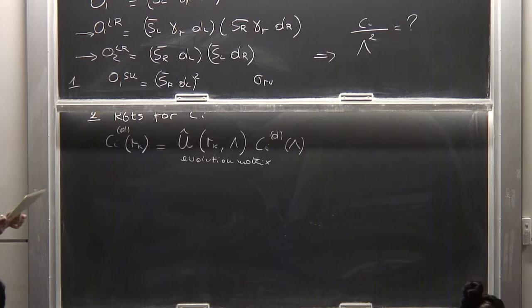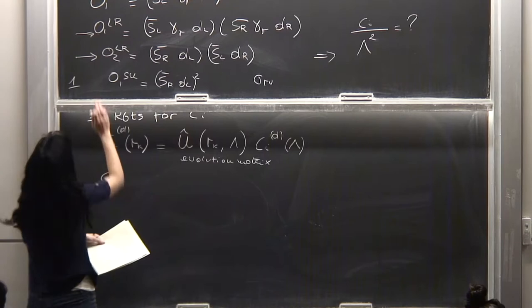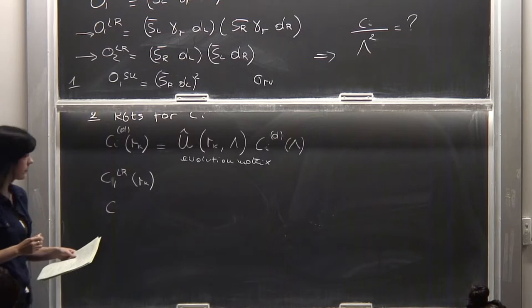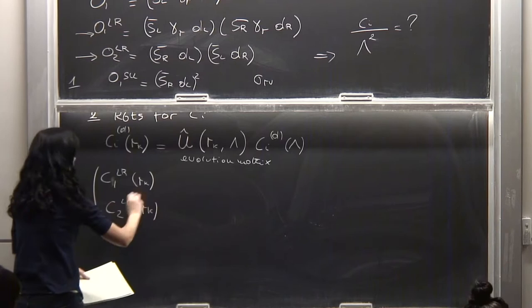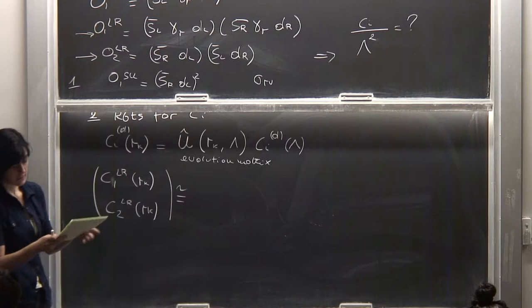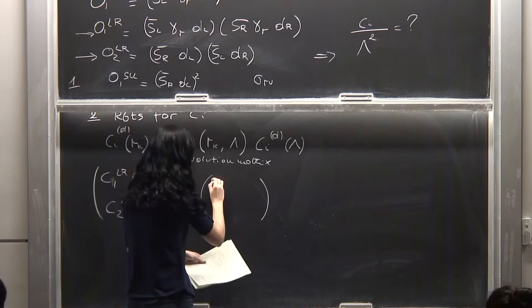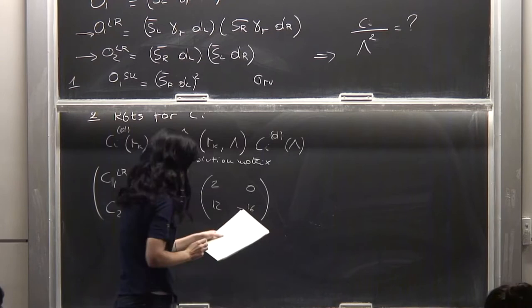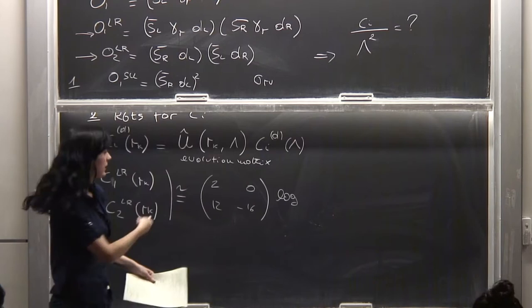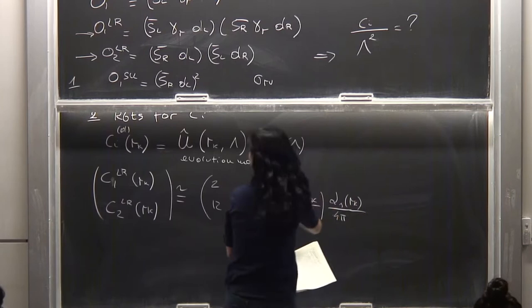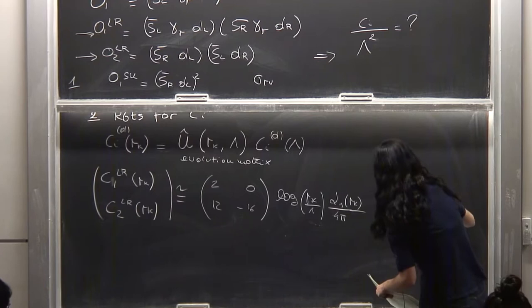What we know is that C1 LR of mu_K, so this is a system of two Wilson coefficients, C2 LR of mu_K. So I can solve these renormalization group equations at leading log. And I see that I have a matrix. I can put numbers if you like, but these are not particularly highlighting anything. So this is 12 minus 16. And then the interesting part is that since I'm solving these RGEs at leading log, I will have a log, mu_K over Lambda. I will have alpha_s over 4 pi, and then I will have my initial Wilson coefficients, C1 LR, C2 LR.